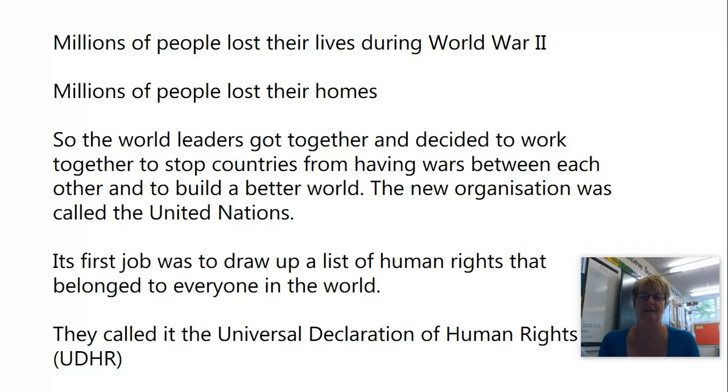So, why did these rights come about? During World War II, millions of people lost their lives. They lost their homes. They were bombed, they were flattened, they were pushed out of them. So world leaders got together and decided to work together to stop countries from fighting between each other and to create a better world. And this new organisation was called the United Nations. Its first job was to draw up a list of human rights that belong to everybody in the world. And they called this the Universal Declaration of Human Rights, also known as UDHR.